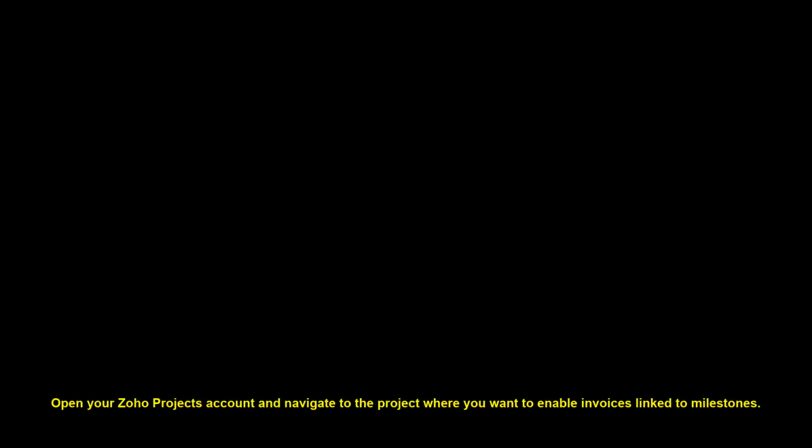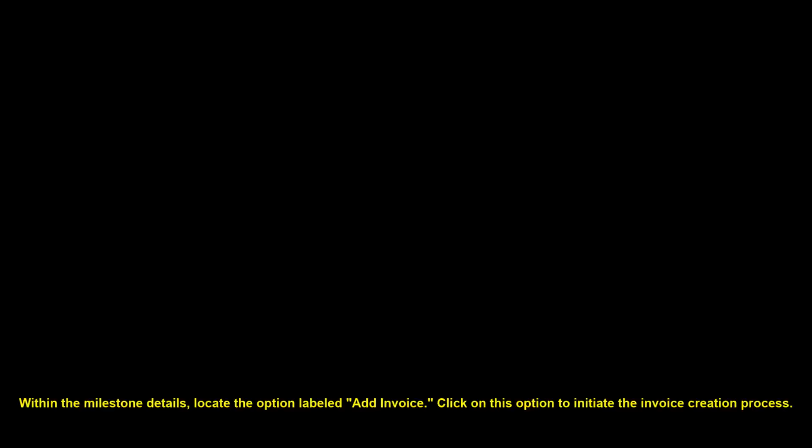Open your Zoho Projects account and navigate to the project where you want to enable invoices linked to Milestones. In the left sidebar, click on the Milestones tab to view your project milestones. Select the milestone you wish to link an invoice to. Within the milestone details, locate the option labeled Add Invoice. Click on this option to initiate the invoice creation process.